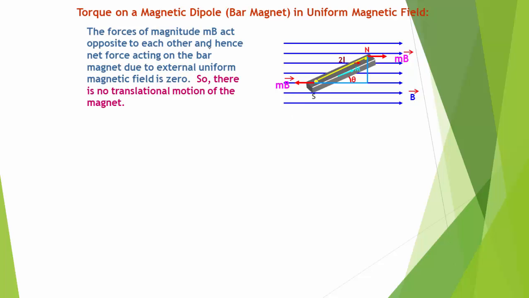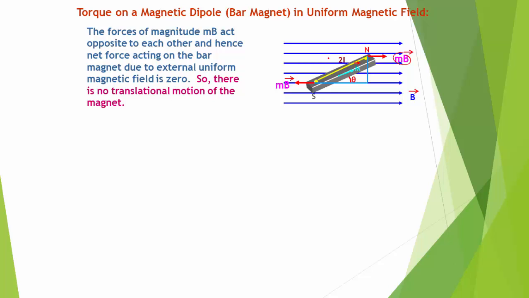The forces of magnitude MB, where B means magnetic field and M means magnetic dipole. The forces of magnitude MB act opposite to each other. Opposite, because one is the north pole and the other is the south pole, so ultimately they act oppositely. Hence the net force acting on this magnet due to the external uniform magnetic field is zero.